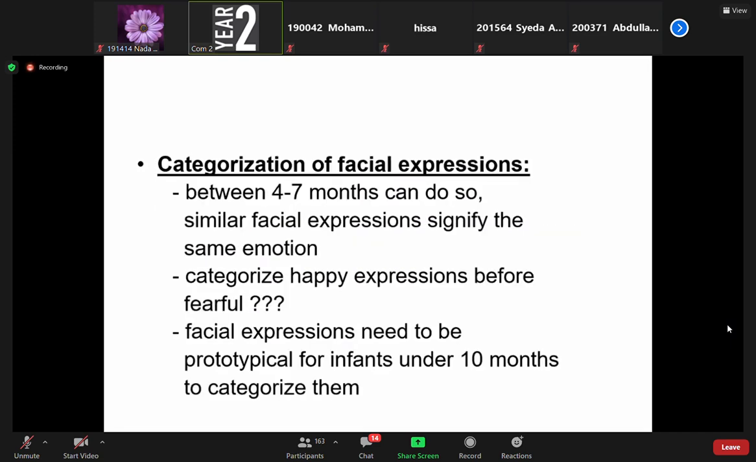So then they start to categorize. You see facial features, you still don't really understand them, but you start to categorize. What is categorization? What does that mean? Grouping. And why is grouping important? So they can differentiate between different kinds of facial expressions. We categorize all the time, and it's how we learn. When you're studying for an exam, you make tables, you put things in groups. That's how we learn better. So they will categorize expressions into boxes. Between 4 and 7 months, they start to do that, so similar facial expressions can mean the same emotion.